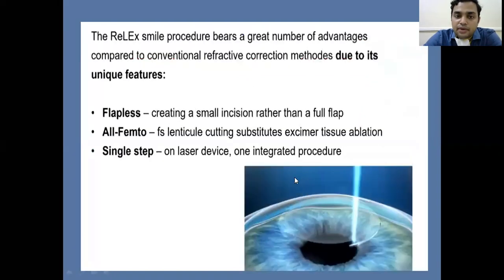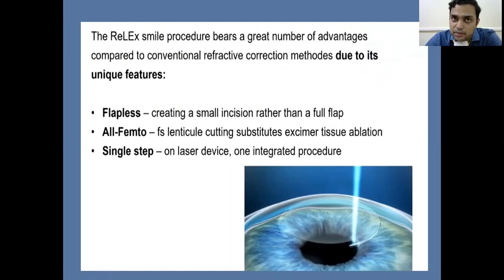So what is the advantage of SMILE? Here we are not creating any flap. We are only giving a small incision, using only femtosecond laser, not using any sharp instruments like a microkeratome or epikeratome. We cut a small part of the cornea that we call a lenticule, and we are not ablating the corneal tissue with the excimer laser. Upon removing that small part, we reshape the cornea to the desired state. In this way, we change the refractive error of the patient.